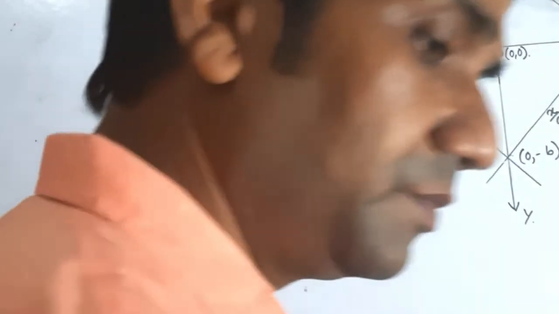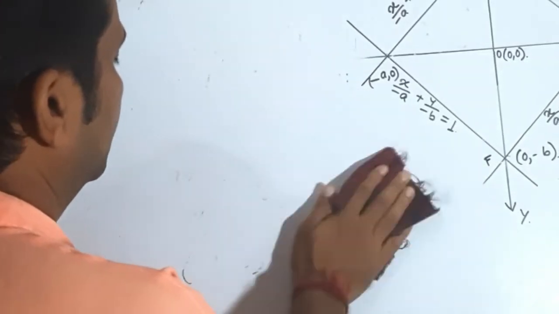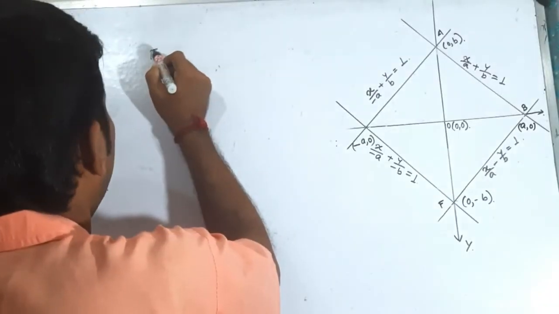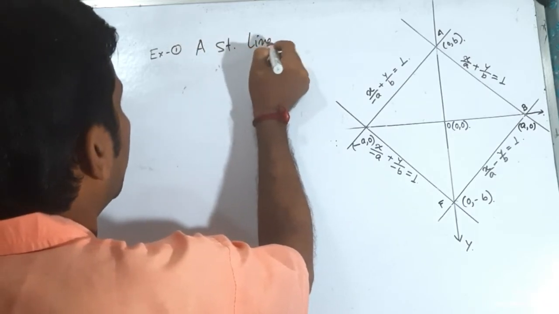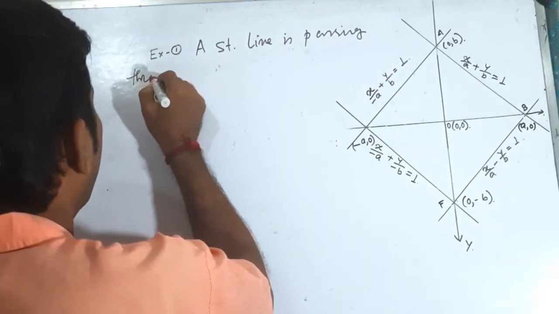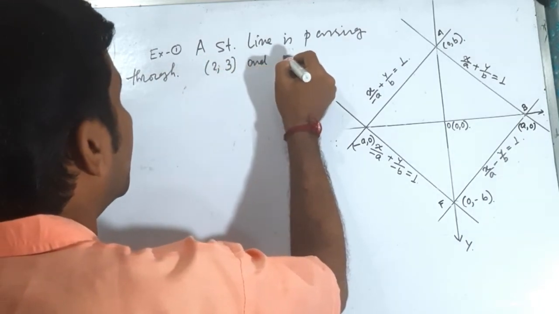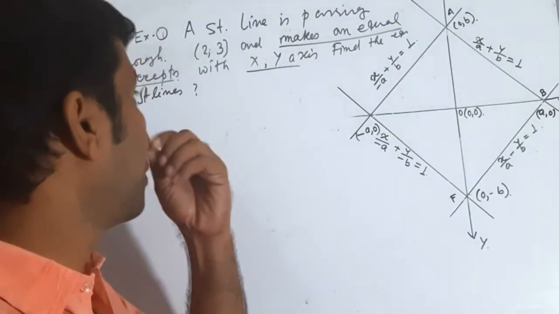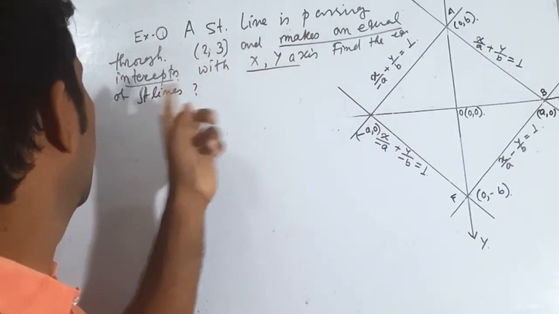Example 1, a simple example. The problem is: a straight line is passing through (2, 3) and makes equal intercepts with the x and y axes. Find the equation of the straight line.